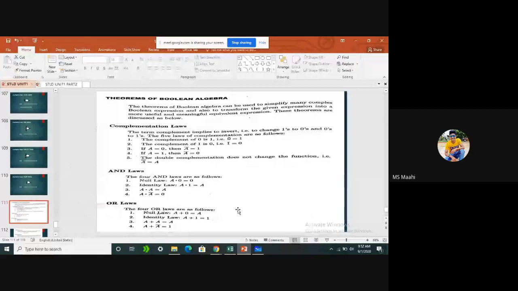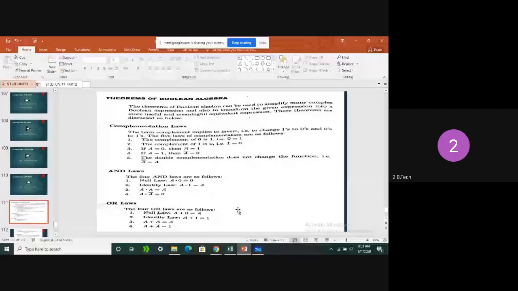The same holds in AND logic. One more formula is that A into A bar is always 0. 1 into 0 is again 0, and 0 into 1 is again 0. So A into A bar is always 0. These are the Boolean laws associated with AND.